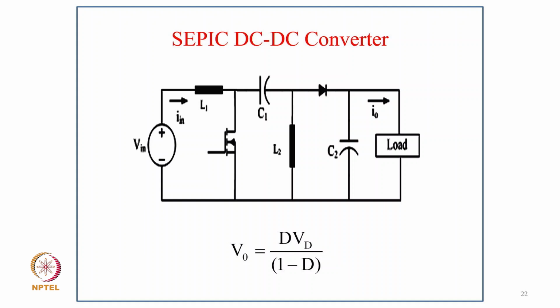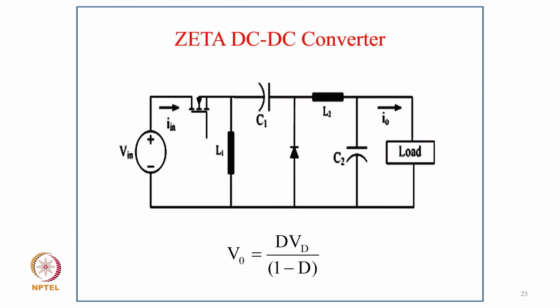Here of course the source does not have any ripple current, and at the output you have a filter capacitor, which ideally, with a large capacitor, gives almost constant voltage across the load. Then we have a Zeta converter. Here again the location of the input inductor and the device is changed, and you have again an energy transfer capacitor followed by the diode, inductor and capacitor.